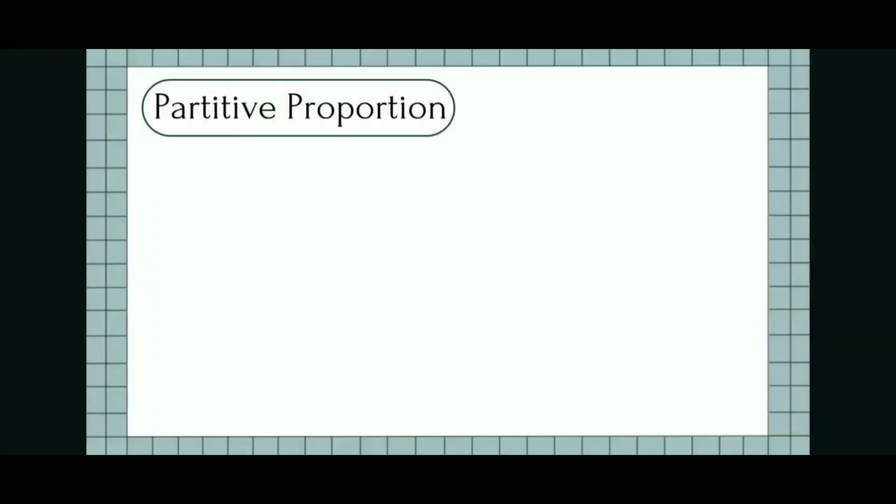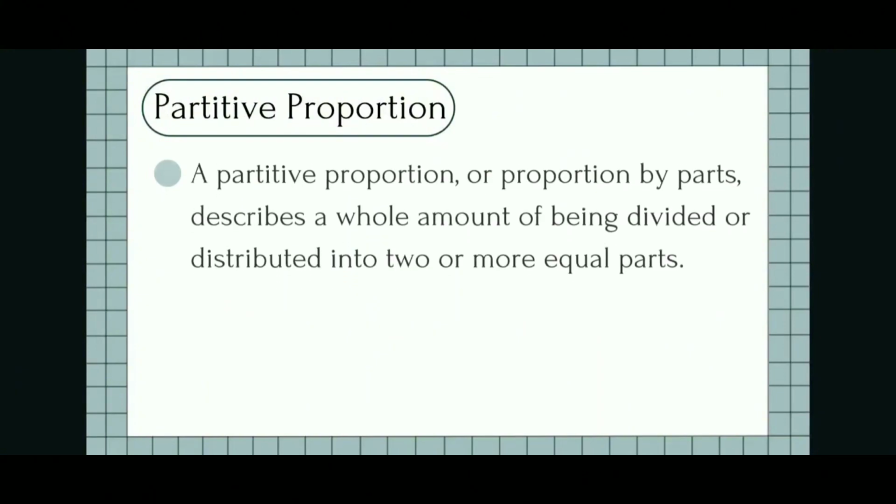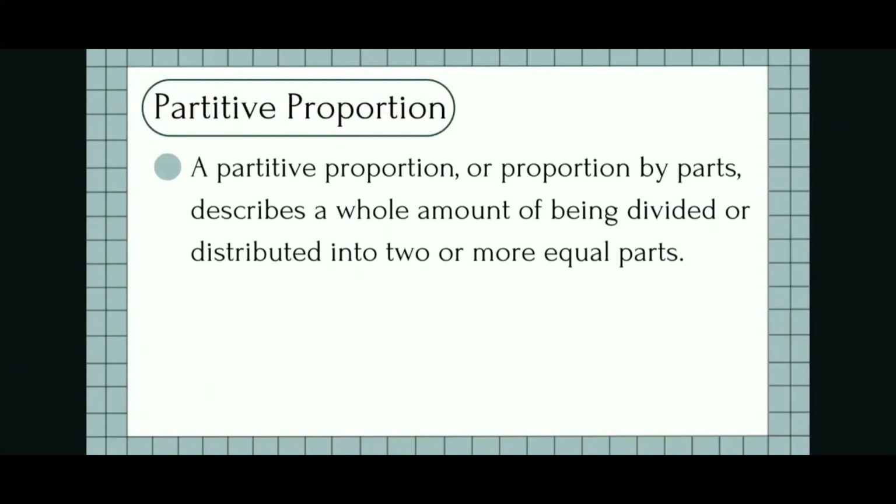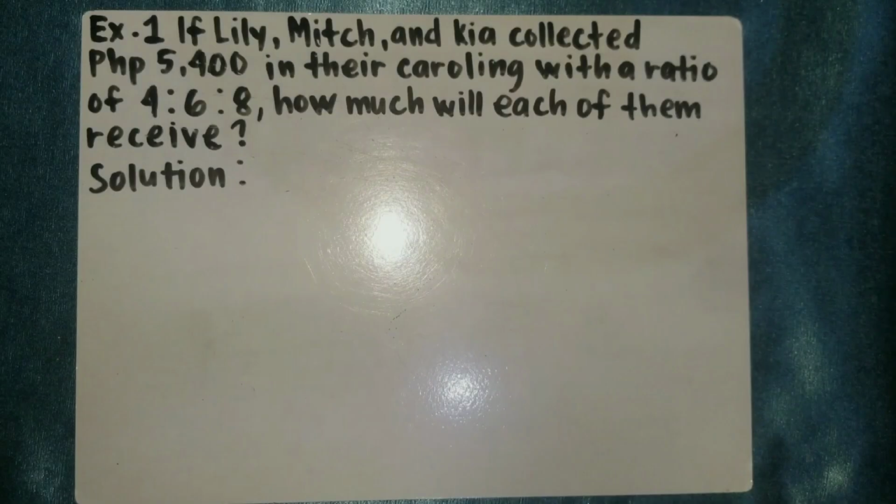And the last is the partitive proportion. A partitive proportion or proportion by parts describes a whole amount being divided or distributed into 2 or more equal parts. Let's see this example. Example number 1. If Lily, Mitch, and Kia collected 5,400 pesos in their caroling with a ratio of 4 is to 6 is to 8, how much will each of them receive?